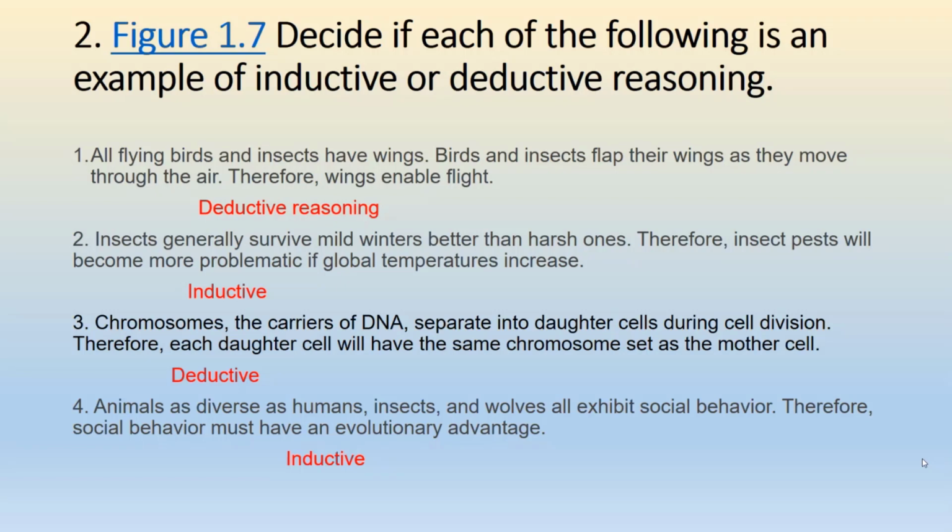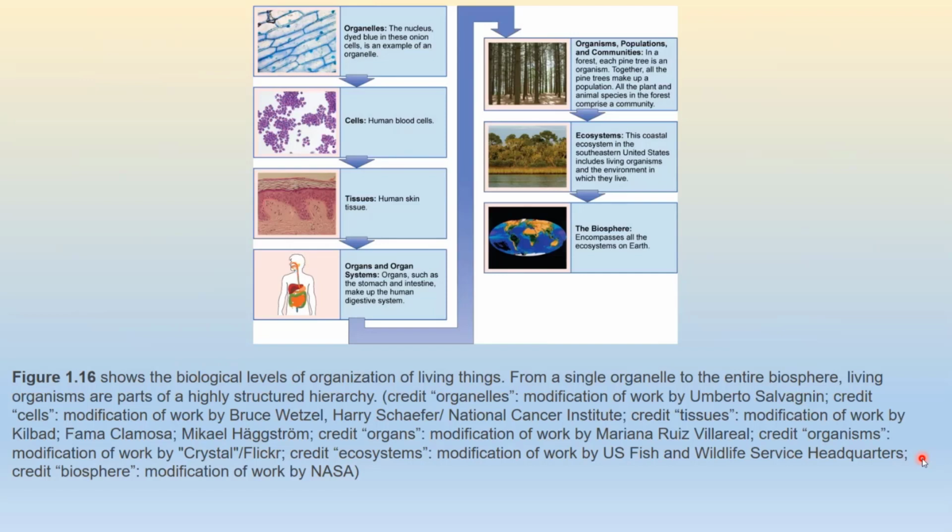I think we've got one more exercise to go. Yes, we do. So in this figure, it shows the biological levels of organization. I've just taken this out of your notes. You remember this diagram in our notes where we talk about the organelle, cell, tissue, the human skin for example, organ, organ systems, organism, population, community, ecosystem, and biosphere. So it shows the biological levels of organization from a single organelle to the entire biosphere, living organisms which are part of a highly structured hierarchy.